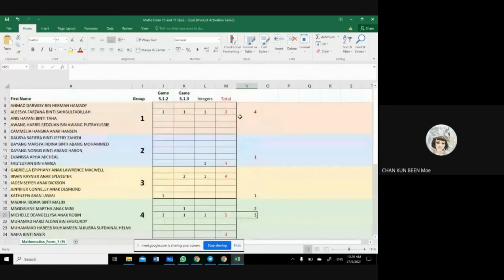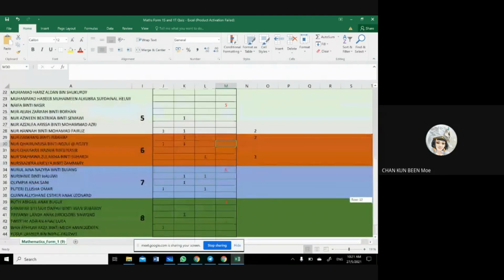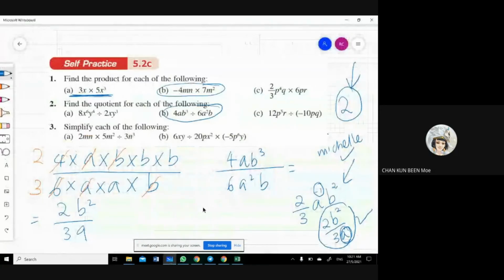Okay, so we try to finalize. 3 plus 4 is 7. 4 plus 1, 5. And then 5 plus 5, 10. Wow, group 4 got 10 already. Then group 5, 3 plus 2, 5. So this is a 4 here. 4 plus 3, 7. And this group is still the same. No addition. The last group also the same. No addition. Okay. So we finished the whole lesson already for today.